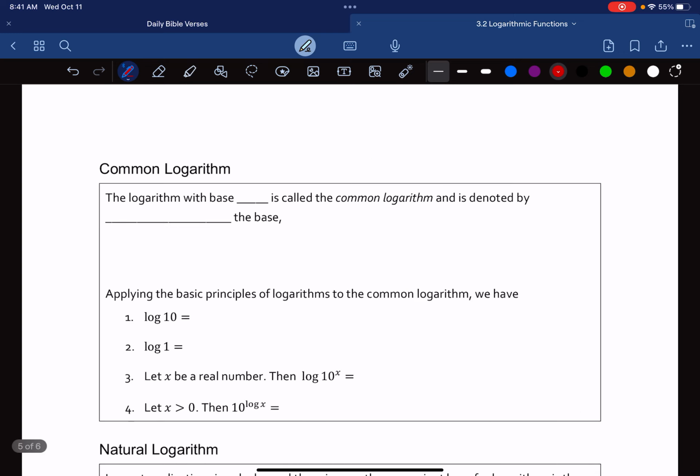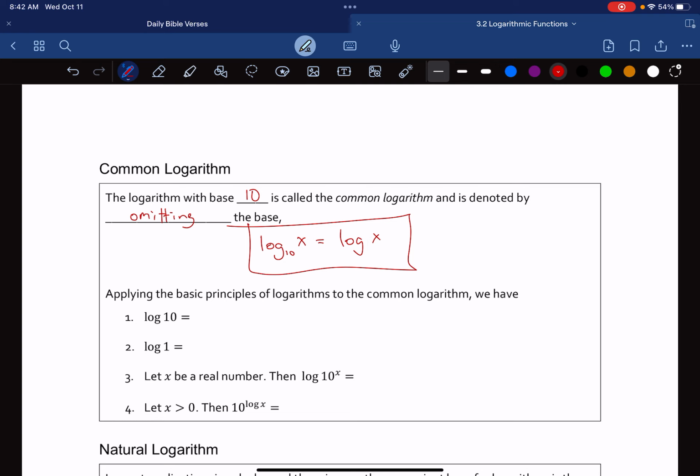All right, so next we're going to get into what is called the common logarithm. And this is the logarithm with a base 10. It's called the common logarithm. This is quite often what you see on a calculator. And essentially it's denoted by omitting the base. So in other words, log base 10 of x, we would just write as log of x. Okay, so that's what we're doing right there. We just omit that 10 there, and then it's assumed that we mean log base 10.